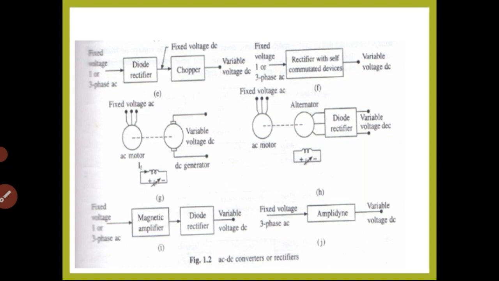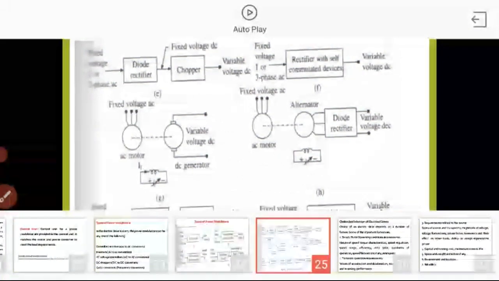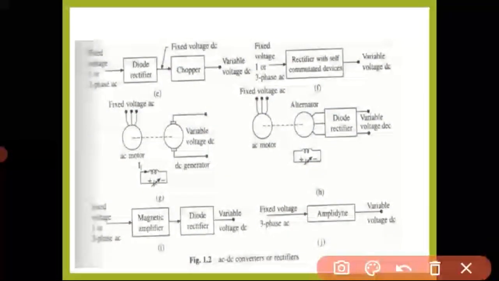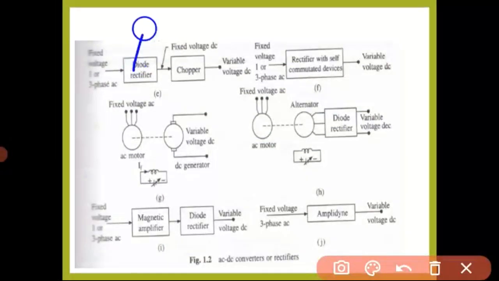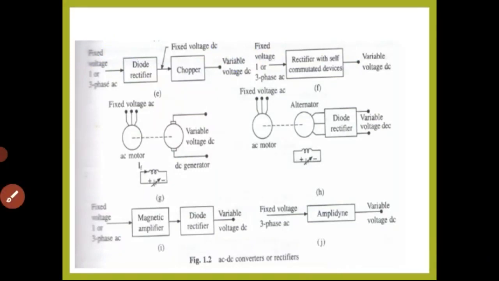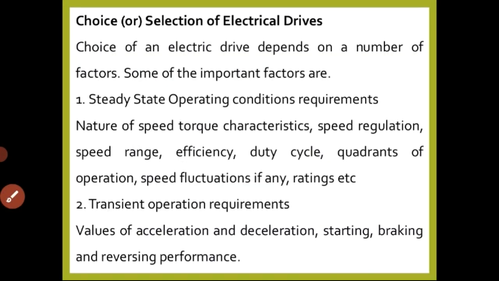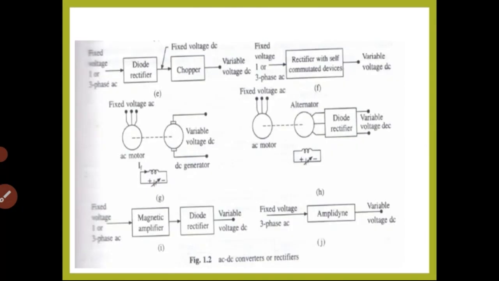For example, here you can see the diode rectifier. The AC input is given to the diode rectifier, so AC becomes DC, and the DC is given to the chopper, so the chopper converts fixed DC to variable DC. So like that you have to analyze it. I hope I covered everything. The remaining things I will discuss in the next lecture session.